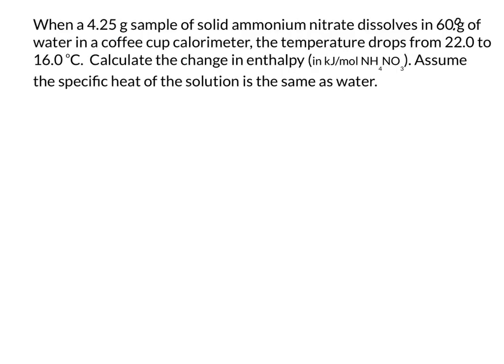So let's take this calorimetry problem. They've told us that when a 4.25 gram sample of solid ammonium nitrate is dissolved in 60 grams of water inside a coffee cup calorimeter, the temperature drops from 22 to 16 degrees C. They want us to calculate the change in enthalpy in kilojoules per mole of the ammonium nitrate, and they've told us to assume that the specific heat of the solution is the same as water.